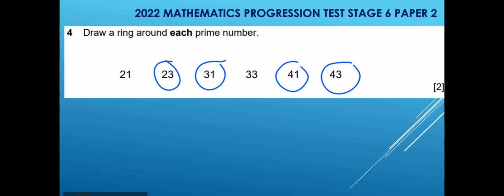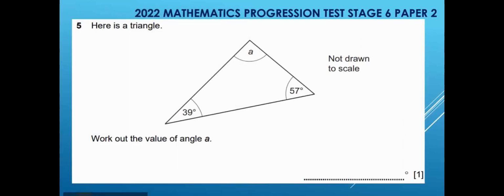This is the answer. 21 is not a prime number, as 21 can be divided by 3, of course, to get 7. And 33 is not a prime number, as 33 can be divided by 3 to get 11. All the other numbers in circles cannot be divided by any number except 1 and the number itself. Well, let's move on to question 5.